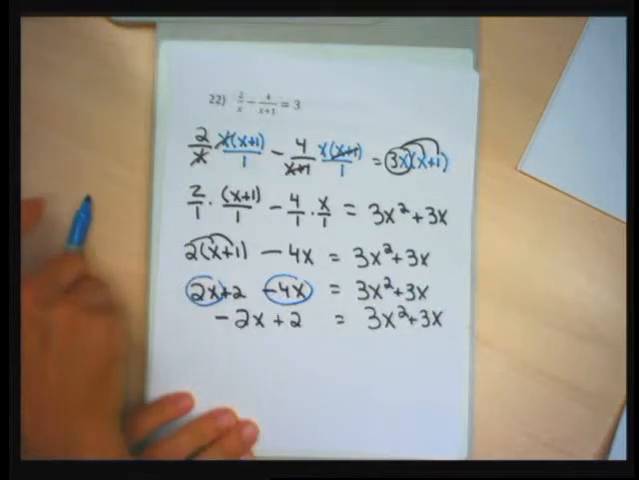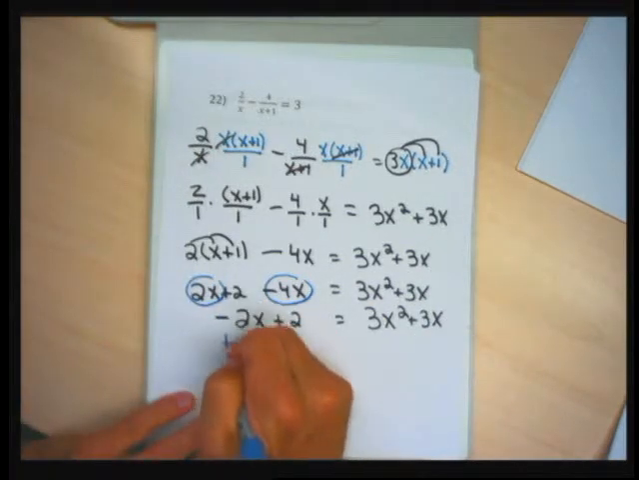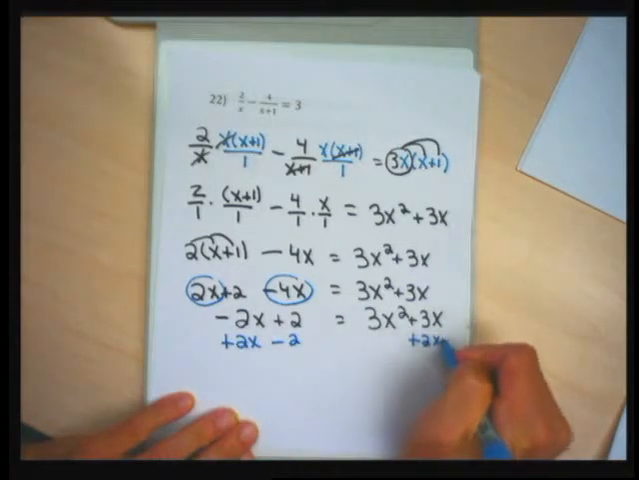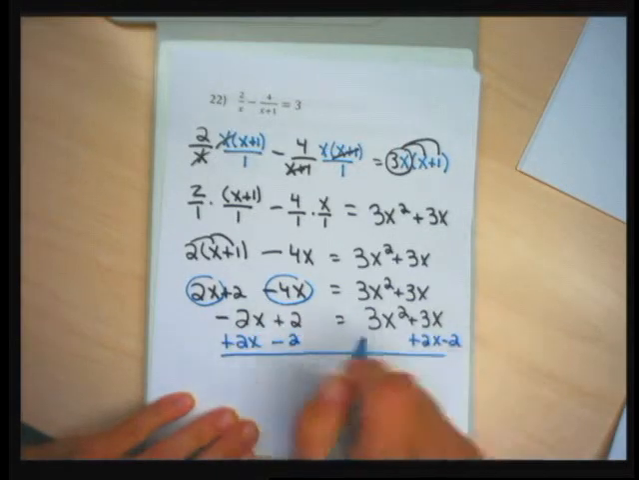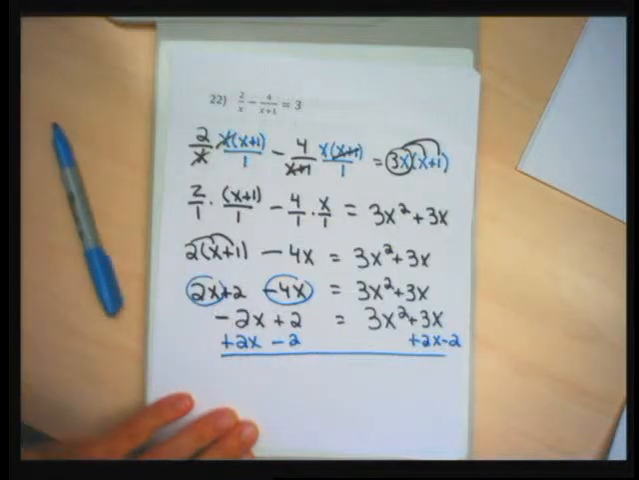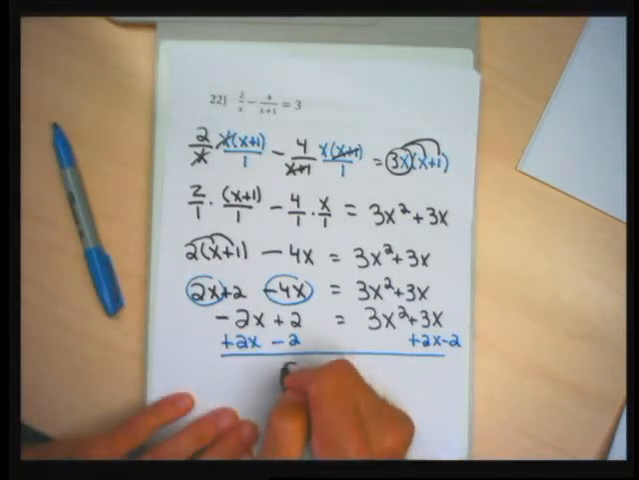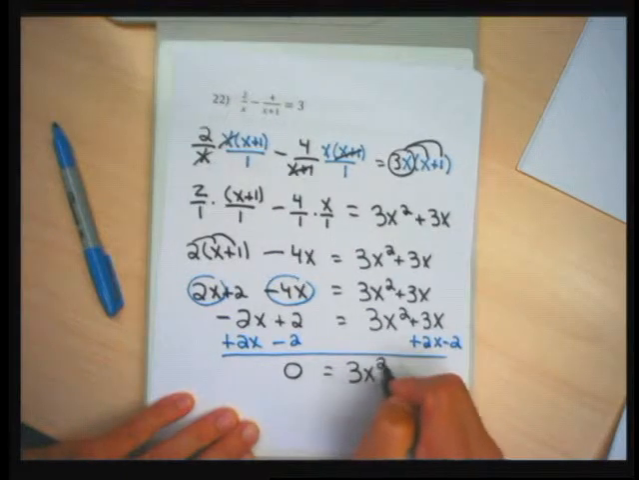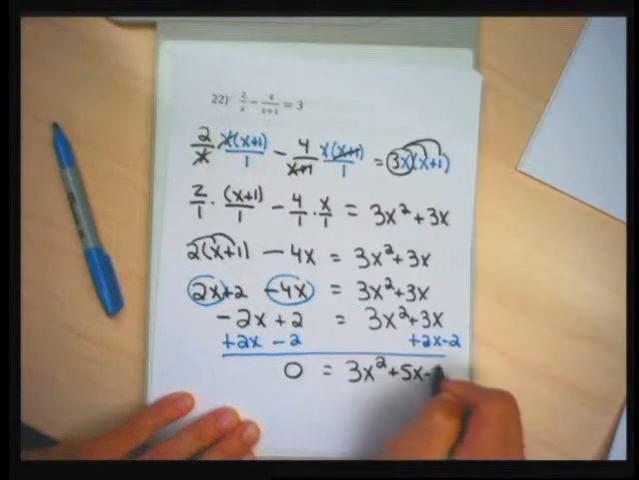Because there's a square, I need to get the problem set equal to 0. I like to have the x squared term positive, so I'm going to get everything on the right-hand side by adding 2x and minusing 2. When I add 2x and minus 2 on the left side, I get 0. On the right side, I get 3x squared plus 5x minus 2.